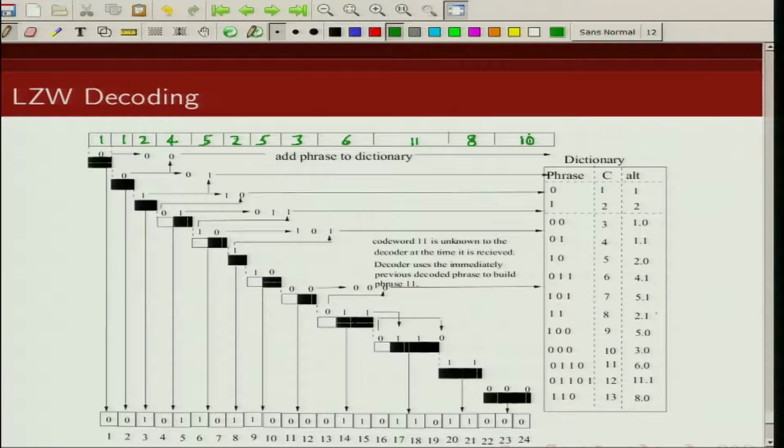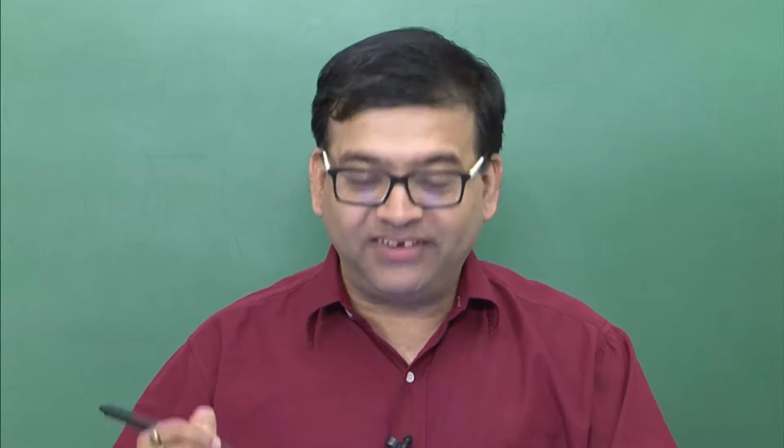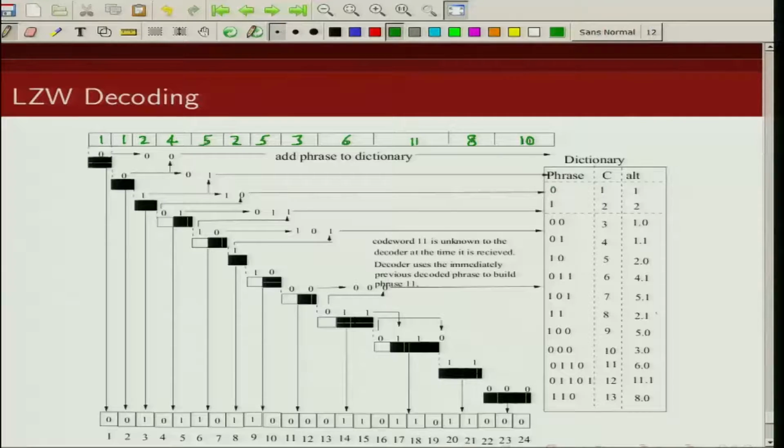Now the first step in decoding is to initialize the dictionary. And how are we going to initialize the dictionary? We are going to initialize the dictionary with length 1 phrases. We are talking about a binary sequence here, so those length 1 sequences will be 0 and 1. So 0 is my code word indexed by 1, 1 is my code word indexed by 2.